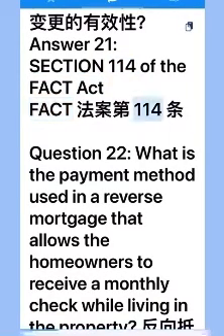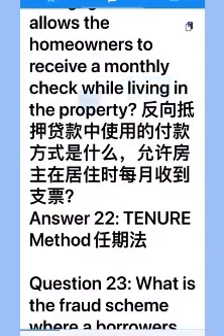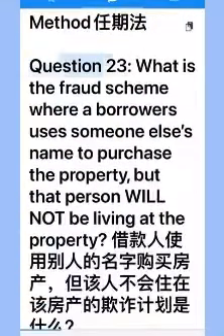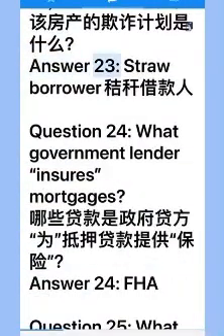Question 22. What is the payment method used in a reverse mortgage that allows the homeowners to receive a monthly check while living in the property? Answer 22. Tenure method. Question 23. What is the fraud scheme where a borrower uses someone else's name to purchase the property, but that person will not be living at the property? Answer 23. Straw borrower.